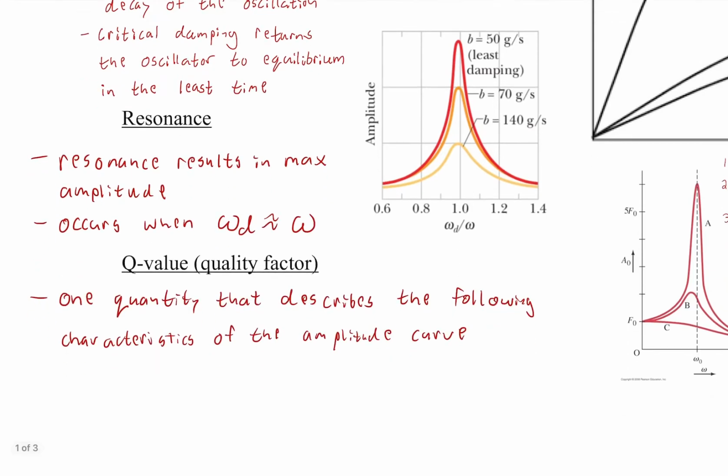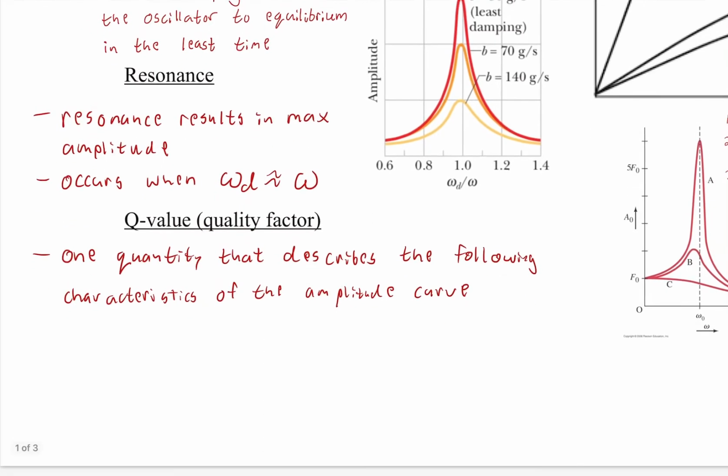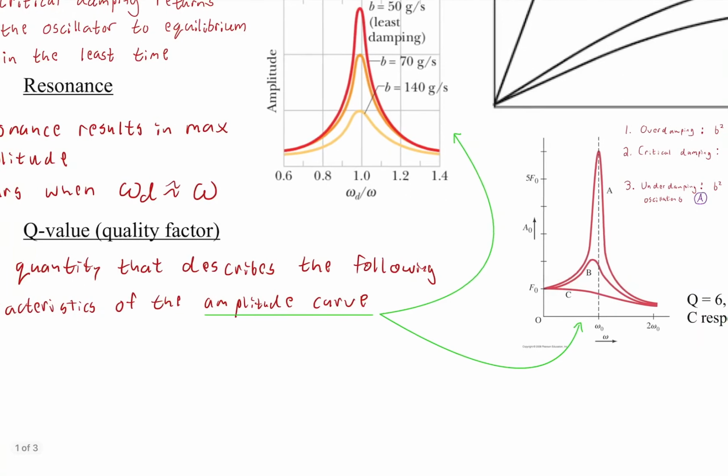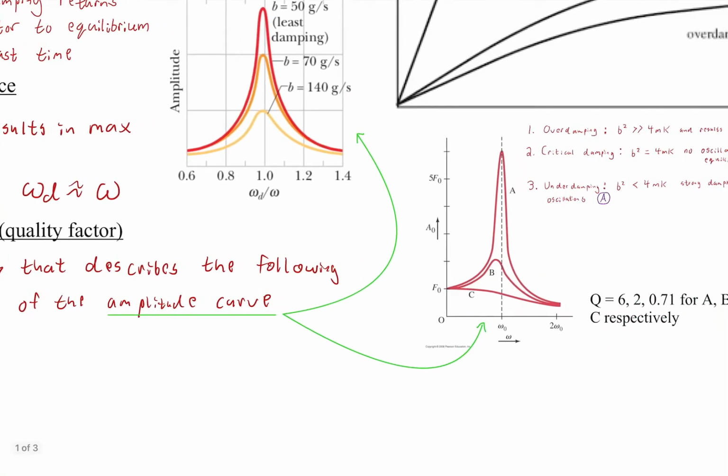And one directly related value to resonance is something called the Q value. Q value really stands for the quality factor, as we see here. It's one quantity that describes the following characteristics of the amplitude curve. As we can see, we have different cases of Q values resulting in different shaped curves. Here we have curves that are getting progressively steeper and with a higher peak. That would be the resonant peak right there, and we can tell it's the resonant peak because the ratio of the driving frequency over the natural frequency is 1. So that's exactly the condition for resonance.